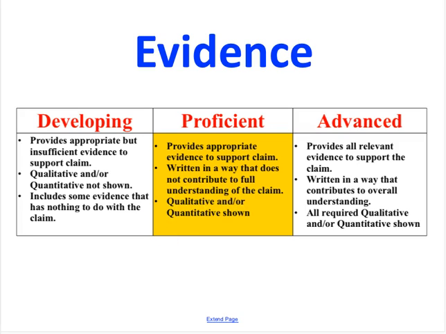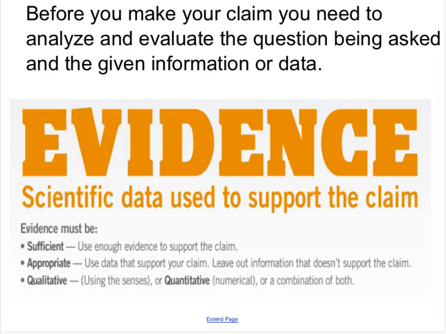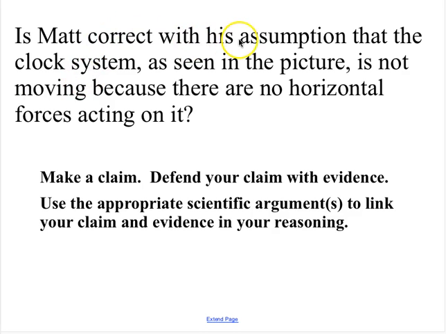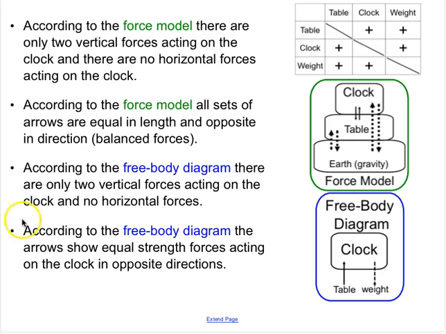So let's look at the evidence. Again, what do we want to find out? We want to find out, is Matt correct with his assumption that the clock system, as seen in the picture, is not moving because there are no horizontal forces acting on it? So is this true? Well, we're going to find out. So let's look at these things. Let's look at our interaction table, our force model, and our free body diagram.